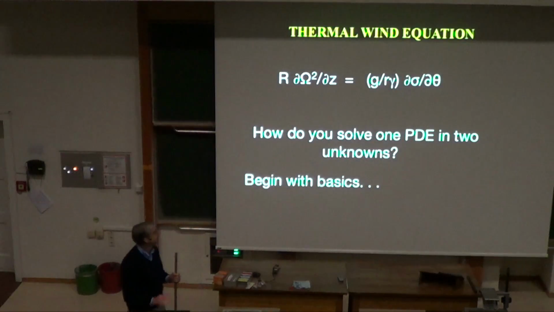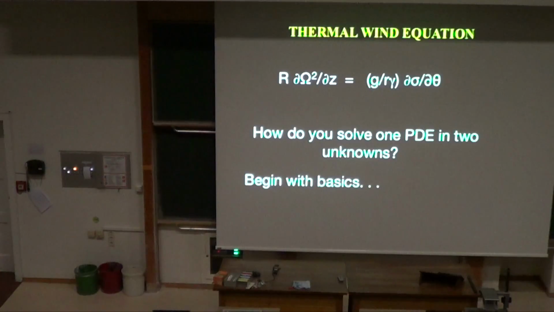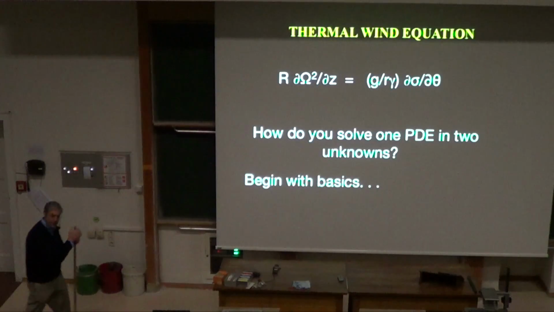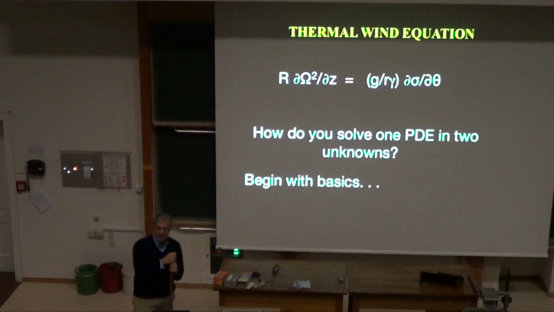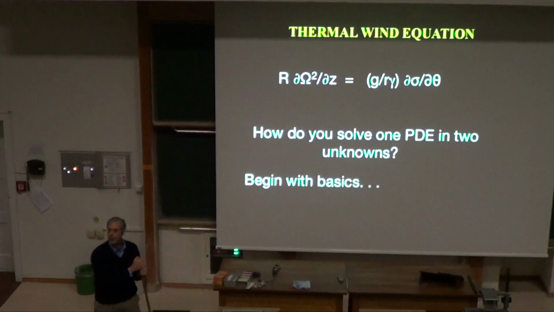So, our task is to solve this equation. The theorists would solve equations. Now, one small little problem. How do you solve one partial differential equation with 2 unknowns? Anybody can solve a well-posed one. It takes a good theorist to solve an ill-posed equation. How do you do that? Well, you have to know something about how sigma and omega are related.